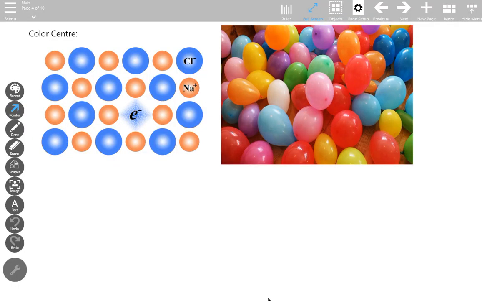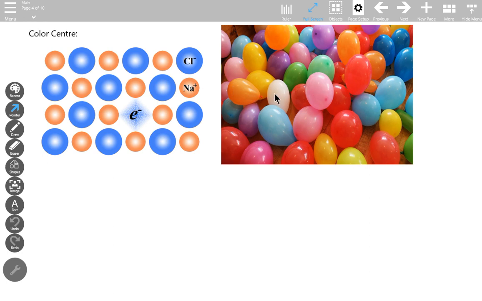Hi everyone. So the next topic we are going to see is called color centers. These color centers are the reason behind why different things produce different kinds of colors. Like you are seeing a balloon here. We have different kinds of balloons like red balloon, blue balloon, yellow, green, and all those different kinds of beautiful balloons. These color centers are the reason why these balloons produce different kinds of colors.